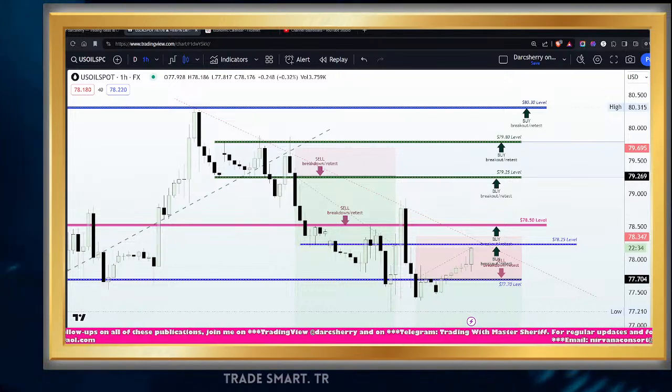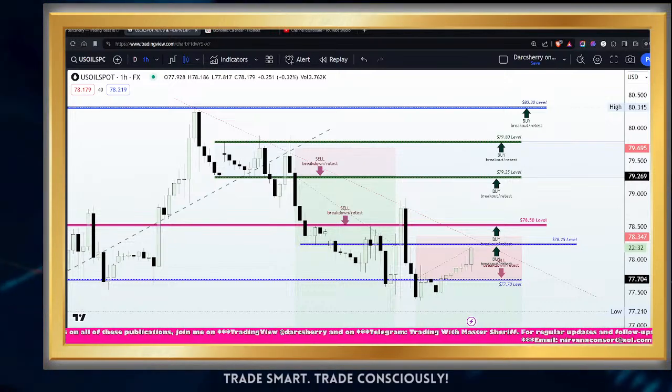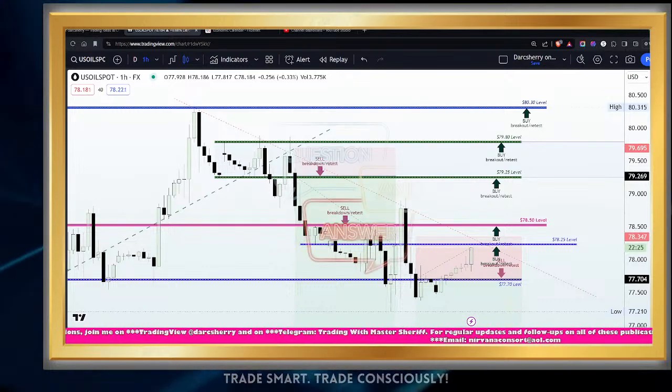And you can use that time to mark out these levels on your chart, as you will be needing them as a reference point to guide your independent trading decisions.